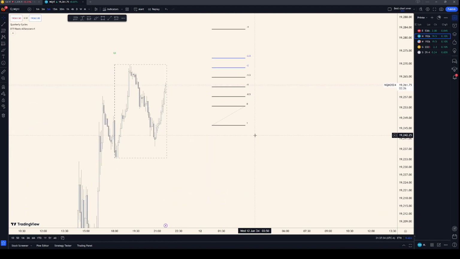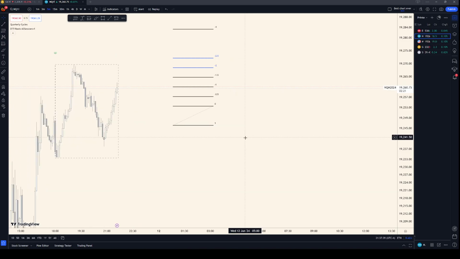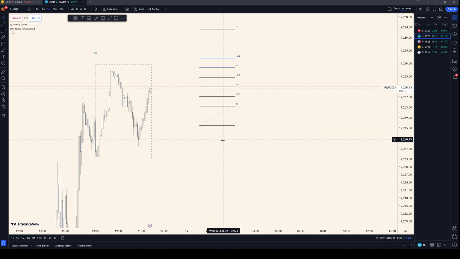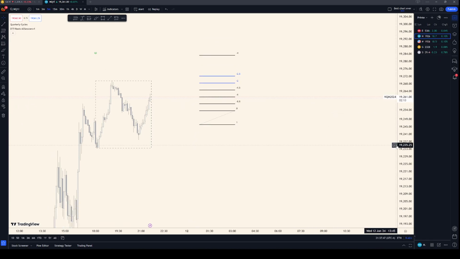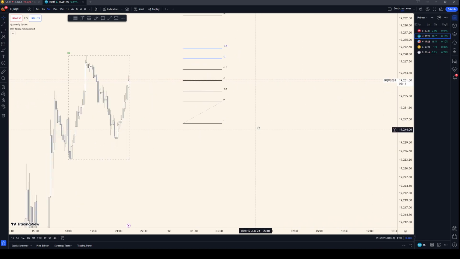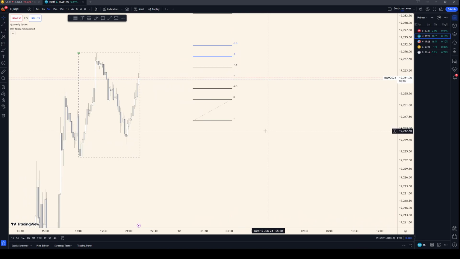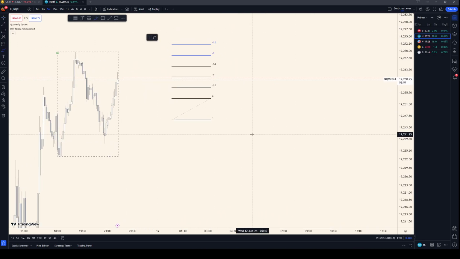But how do we put this in price? Ideally, since price is fractal, you can put it in different variations. You can put it from the 1 minute, the 5 minute, the 15 minute, or even the hourly if you're aiming for a very large swing. But you draw it from the swing of manipulation. Now, what does that mean?